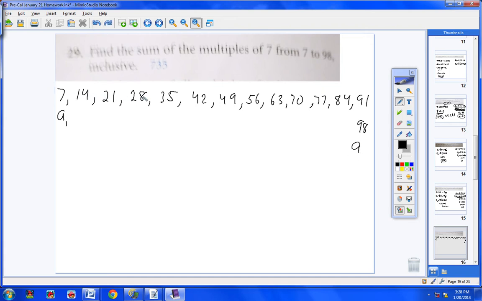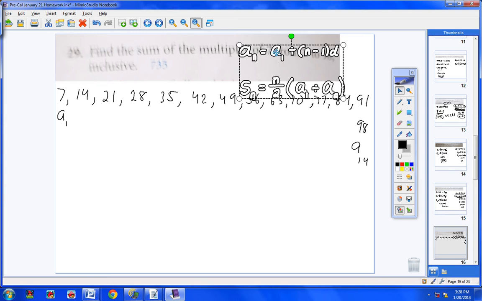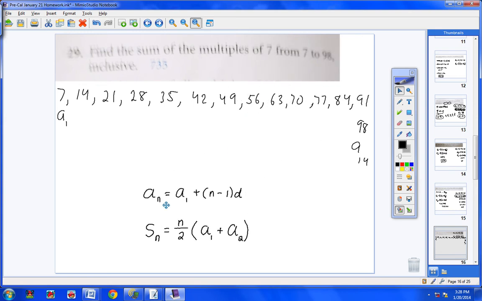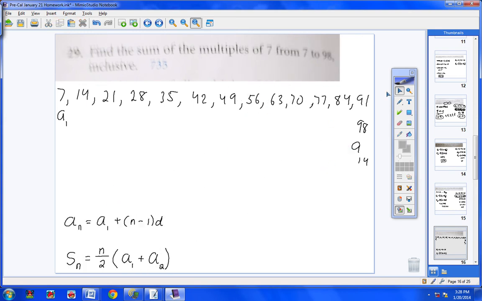1, 2, 3, 4, 5, 6, 7, 8, 9, 10, 11, 12, 13, 14. So we have 14 terms. Now, I'm going to find the sum of these numbers. But first of all, let's make sure I have an arithmetic sequence. Am I adding 7 over and over? Yes, I am. So I can use my sum formula right here and find the sum of all these numbers.